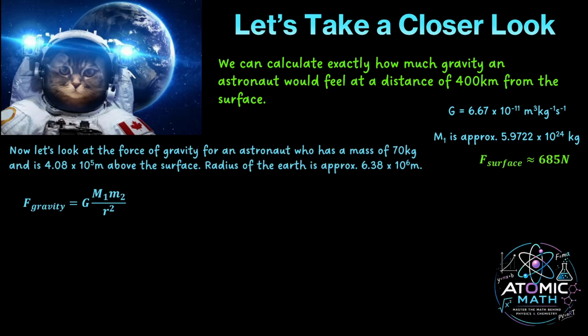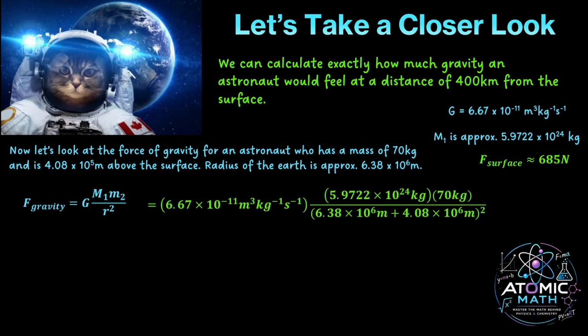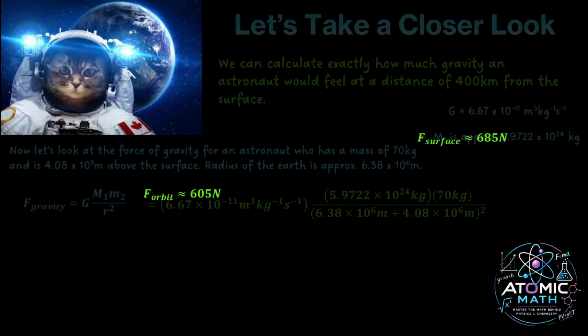Now let's look at what the force of gravity will be on the astronaut, who is 4.08 times 10 to the 5 meters above the surface, which is the approximate altitude that the space station orbits in. So as I said, the radius of the Earth is 6.38 times 10 to the 6 meters, and since the astronaut is 4.08 times 10 to the 5 meters above the Earth, our new radius is going to be adding those two numbers together. But everything else is going to stay the same, and we are going to find that we have 605 newtons. Now let's compare these two.